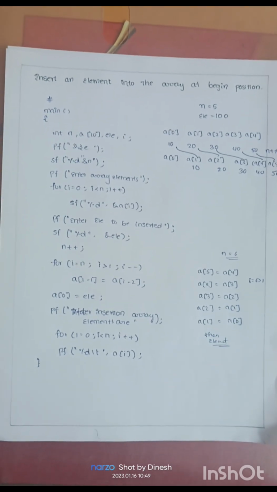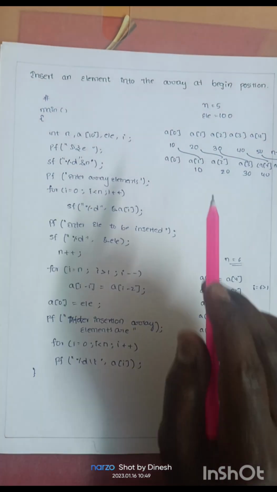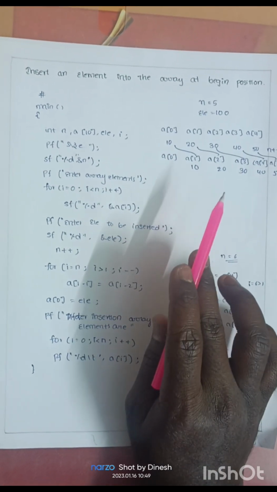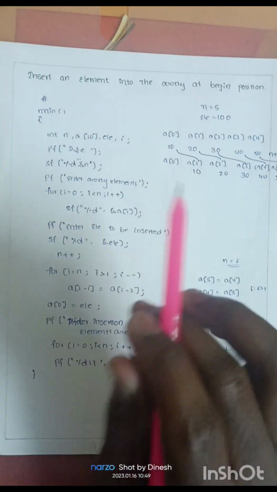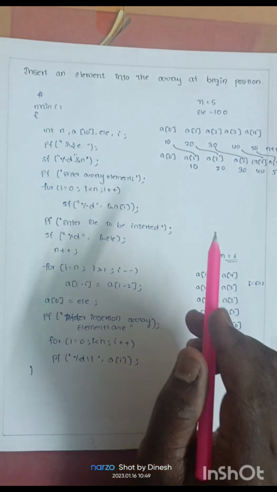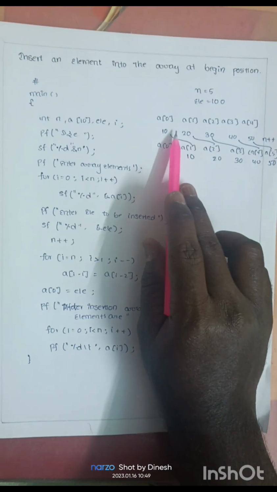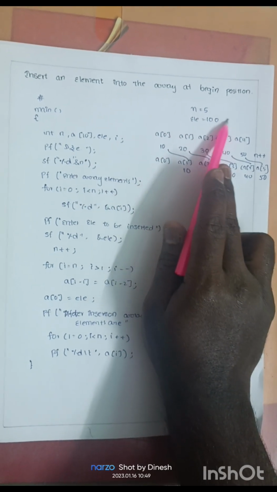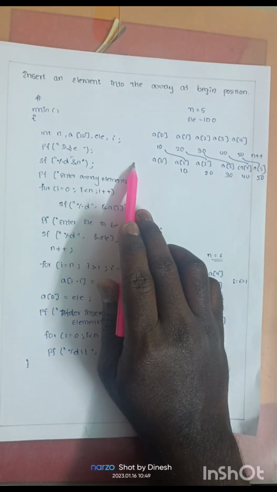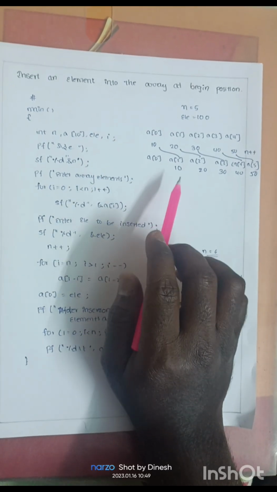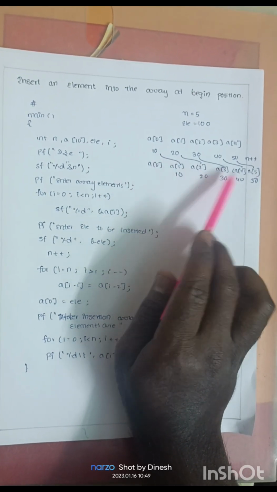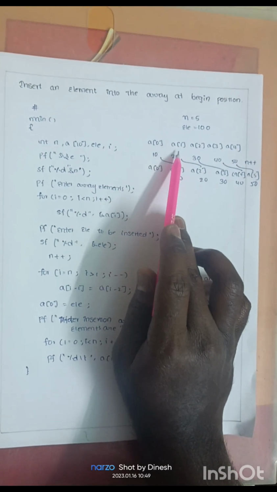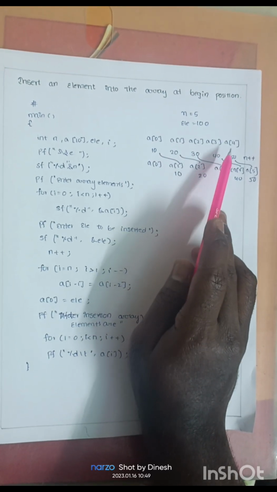Now let us see an operation of an array: insert an element into the array at begin position. So we have to insert an element into 0th location. Begin position means first position, 0th location. For this we have taken the array size as 5. We have to insert an element 100 into 0th location of a given array. For this we take 10, 20, 30, 40, 50 as array elements: a of 0 equals to 10, a of 1 20, a of 2 30, a of 3 40, a of 4 50.